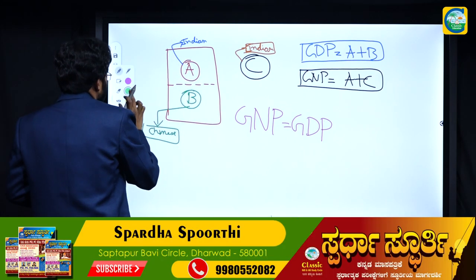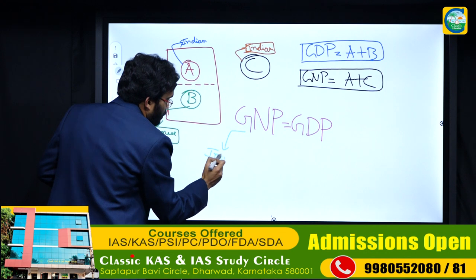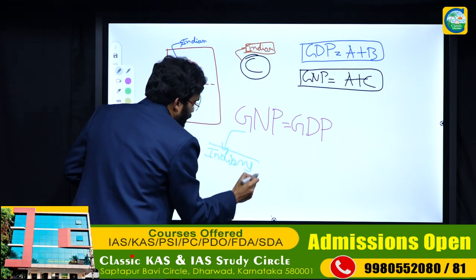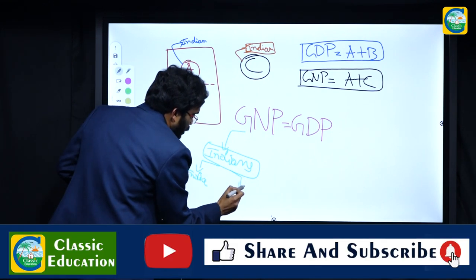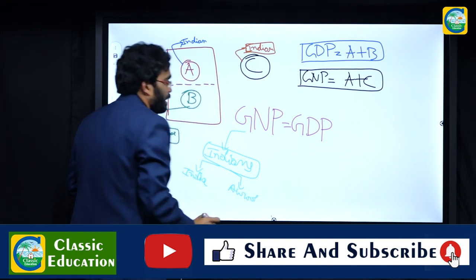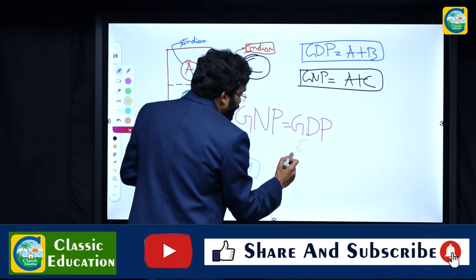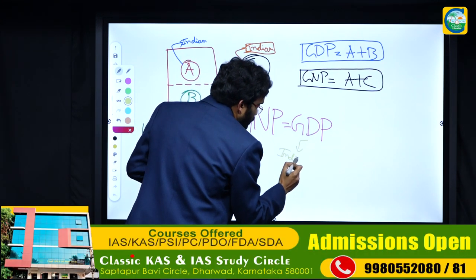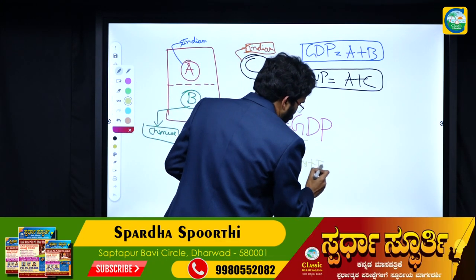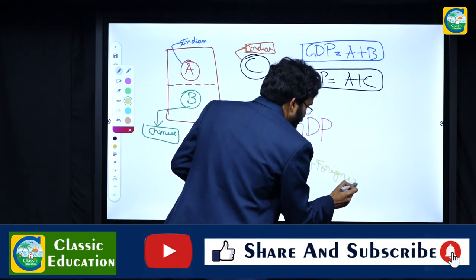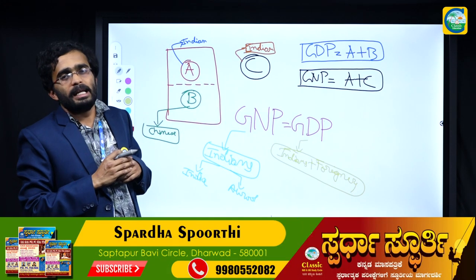Let us make it simpler. GNP is income earned by Indians, not only domestically in India, but also abroad. We know this. Now let us see what GDP is. GDP is the income earned by Indians plus non-Indians, the foreigners inside India. So what should we add to GDP to arrive at GNP?